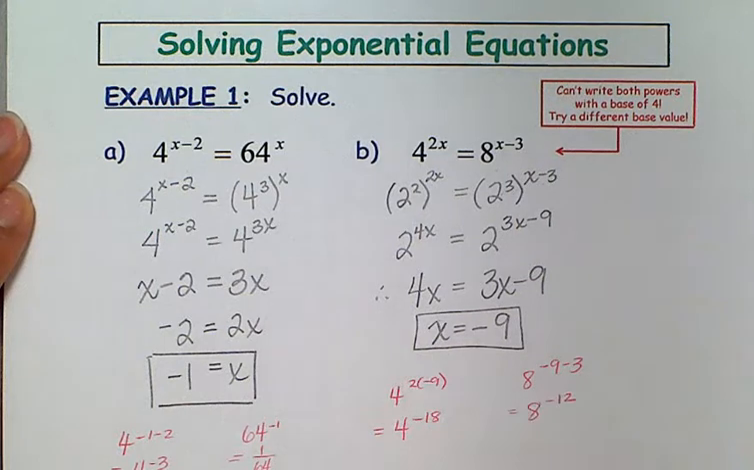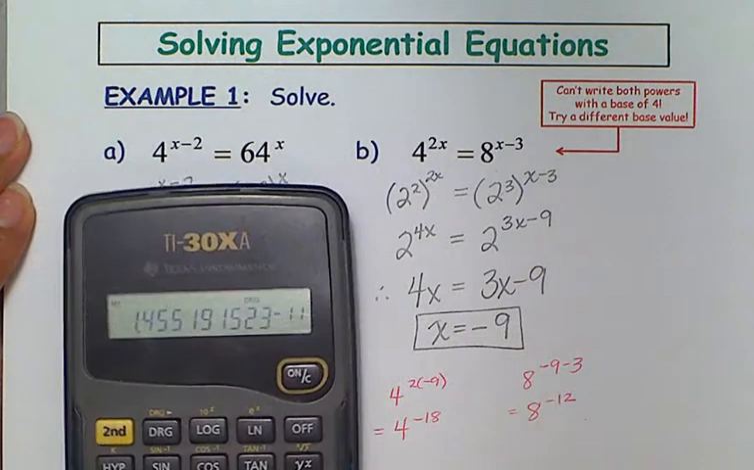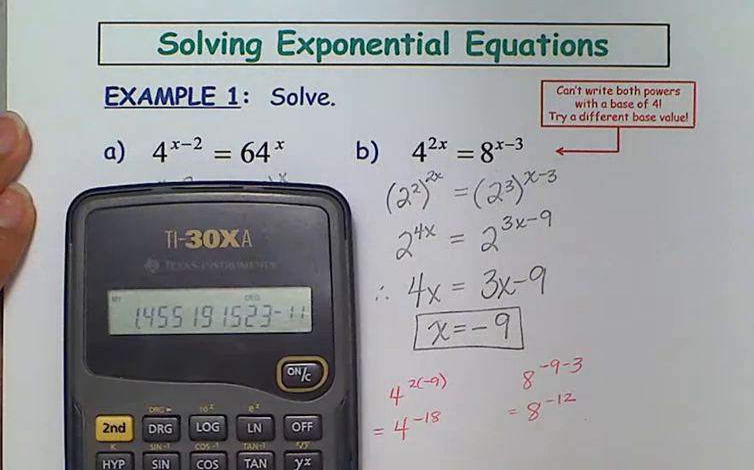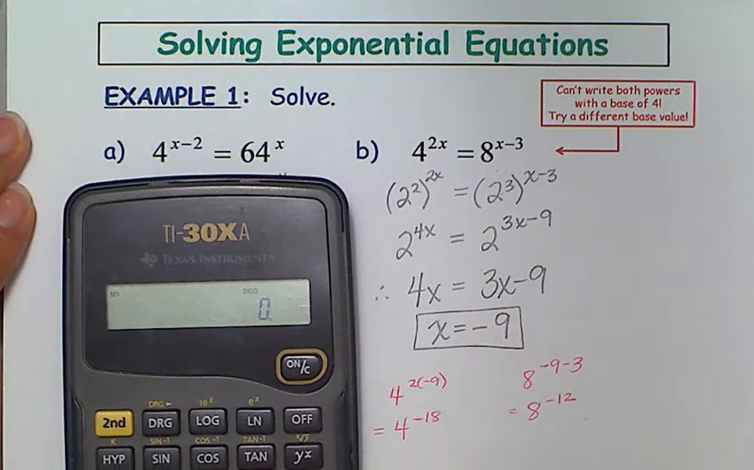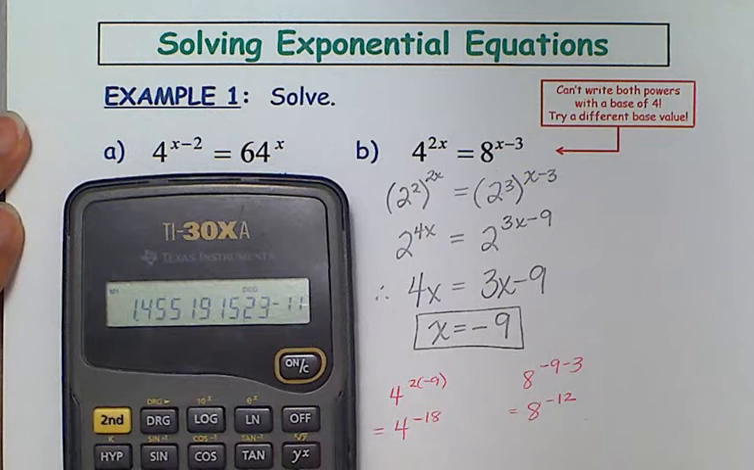And I can check these on my calculator. So 4 to the exponent negative 18 is a really messy number. And if I check the right-hand side, 8 exponent negative 12, I get the exact same messy number. So I know that my solution is correct. Okay, just a quick way to check your work.